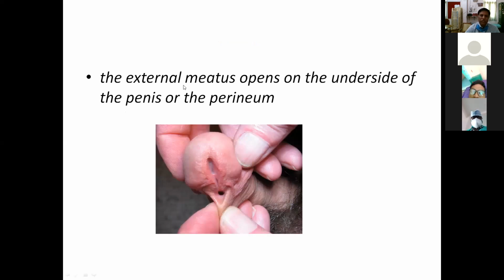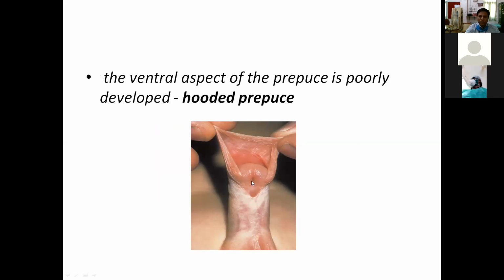So here you can see the external opening is on the underside of the penis. Actually, it should be here. The site of the external meatus is represented by a blind pit, but the opening is beyond the corona, just at the junction of the shaft and the corona. So this is a coronal type of hypospadias. You can see the frenulum is absent here. The prepuce appears hood-like, a hooded prepuce. This is the second part of hypospadias.